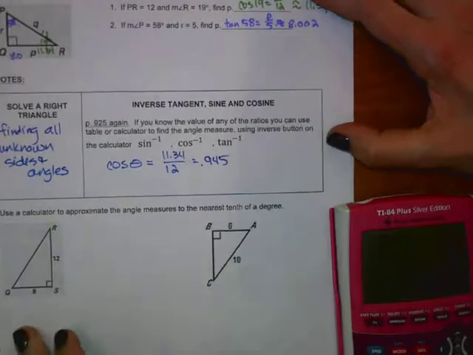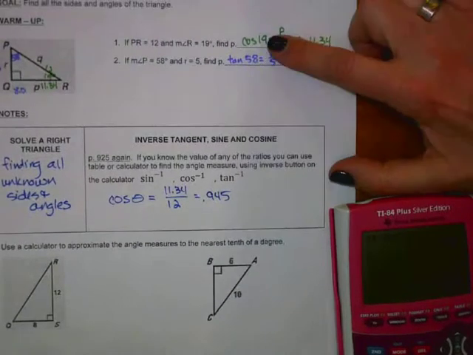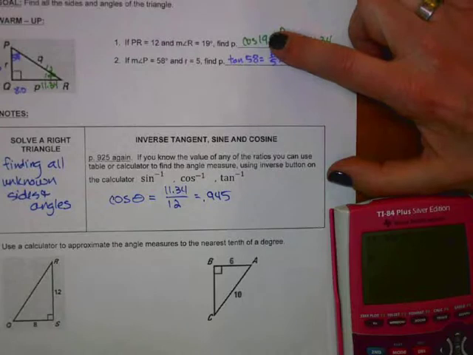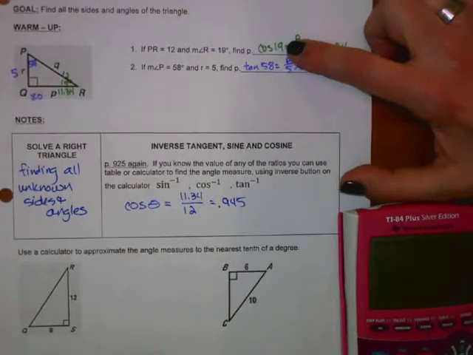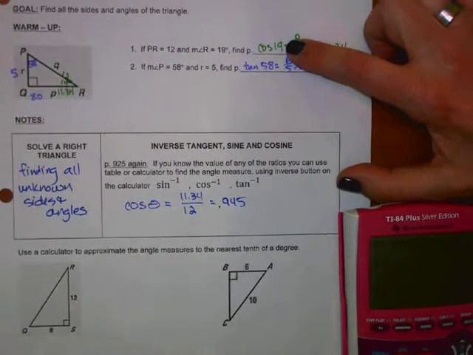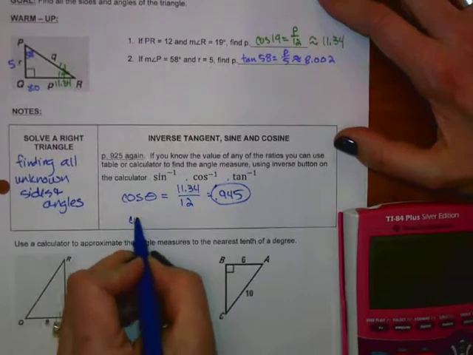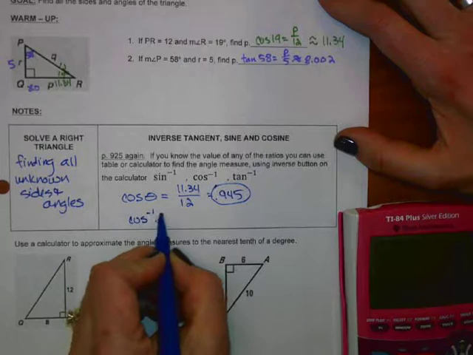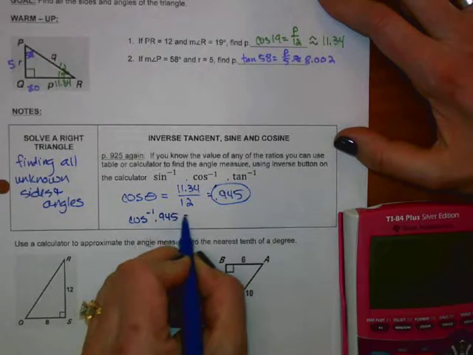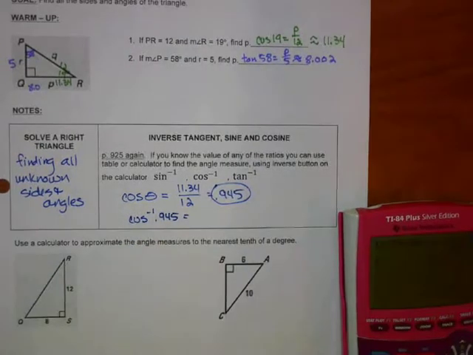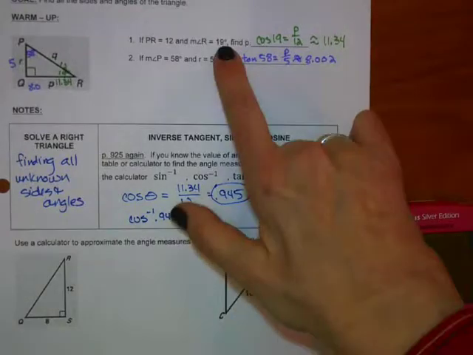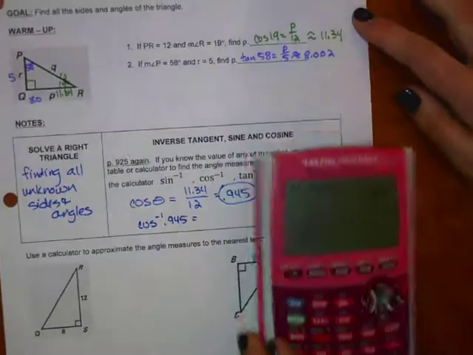Now, I want to know the angle measure. We already know the angle measure, don't we? What is it? They gave it to us up here. 19 degrees, correct? Well, if I know the cosine ratio, I can just do this. The cosine inverse of 0.945 on my calculator or on the table. I could go down the cosine column until I found 0.945, and guess where it would be at? What degree measure? 19. But let's do it on the calculator.